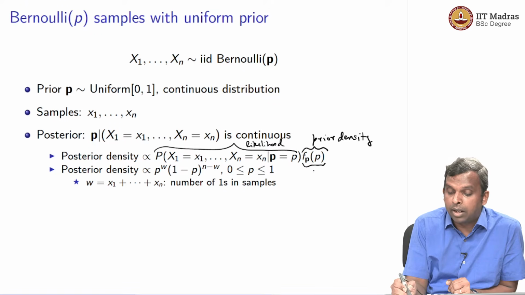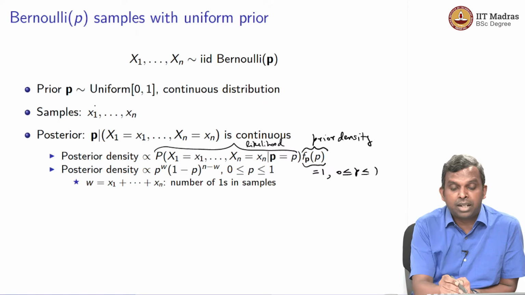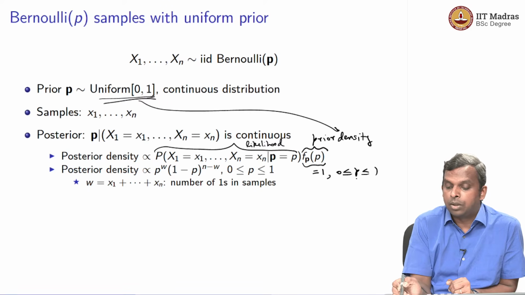So this one is just 1. This is equal to 1 for 0 less than p less than or equal to 1. That is the prior density I showed you. This is uniform, the uniform is the prior. So it is just 1.